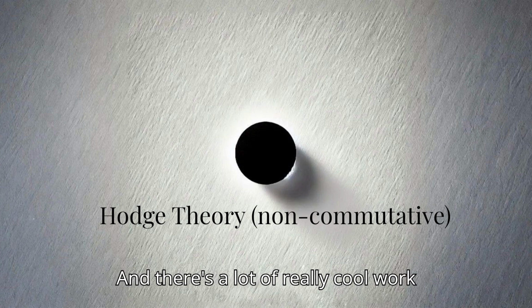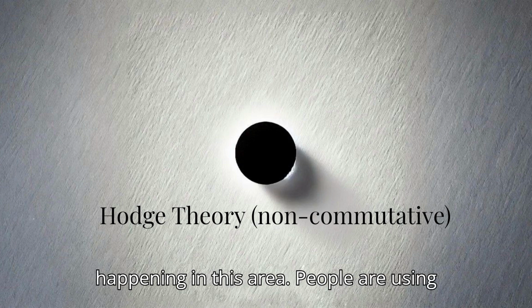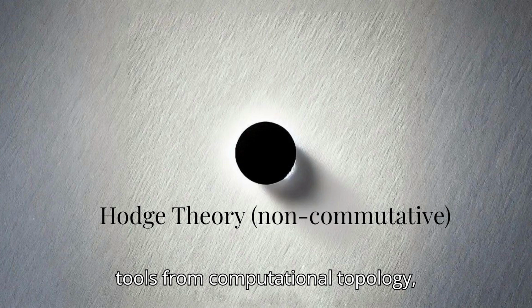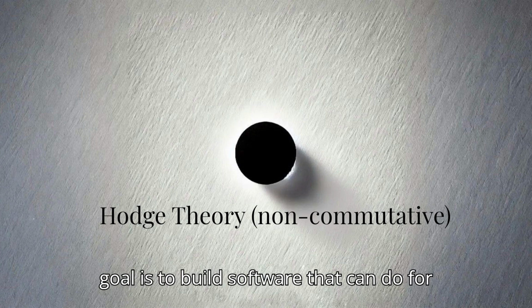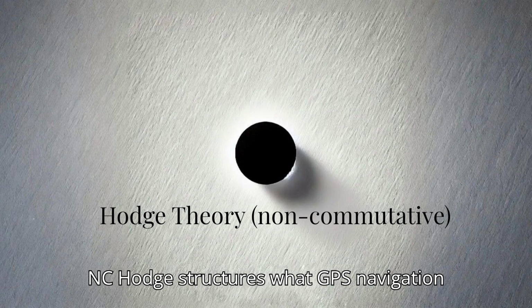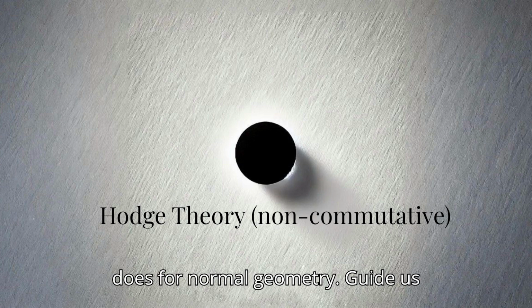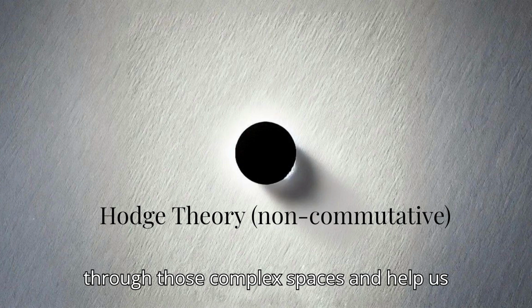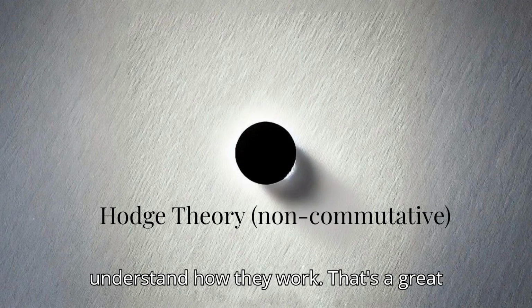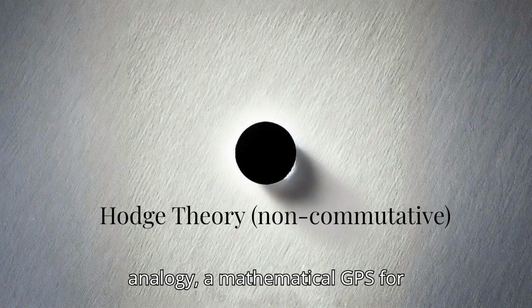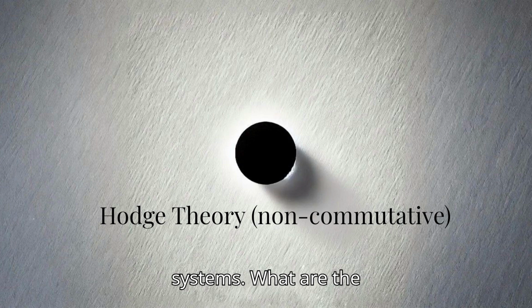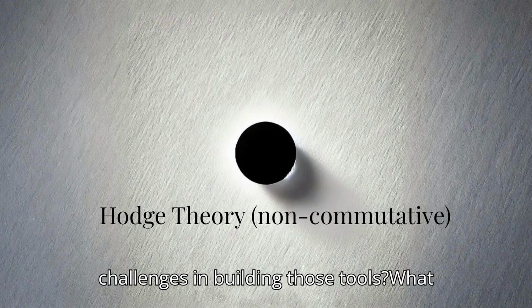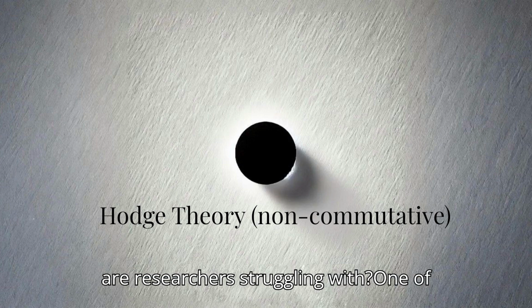Exactly, and there's a lot of really cool work happening in this area. People are using tools from computational topology, algebraic geometry, data science. The goal is to build software that can do for NC-Hodge structures what GPS navigation does for normal geometry. Guide us through those complex spaces and help us understand how they work. That's a great analogy, a mathematical GPS for navigating the world of non-commutative systems. What are the challenges in building those tools? What are researchers struggling with?